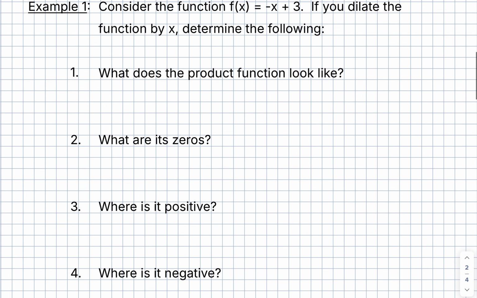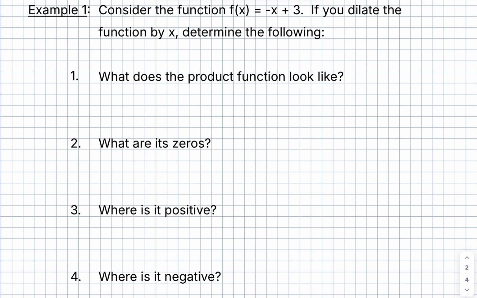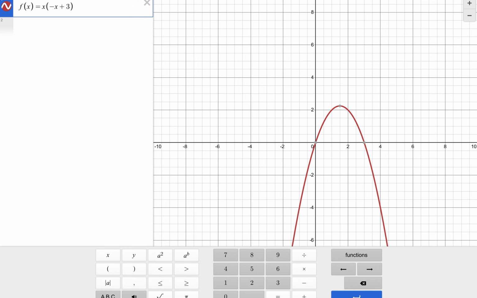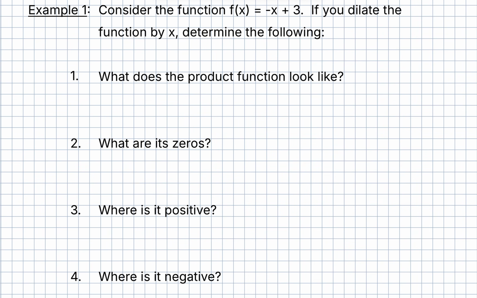All right, so the best way to do this is to go ahead and graph it. I like to use Desmos. So the function is going to be x times negative x plus 3. And as you can see, this is a parabola. It's a quadratic function that faces down. Okay, so let's go ahead and write that down. Parabola facing down.